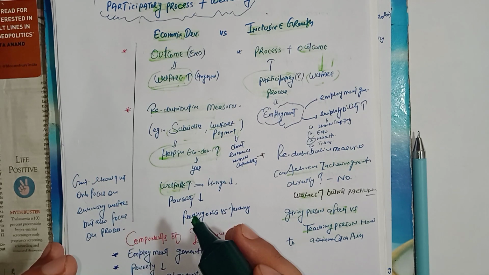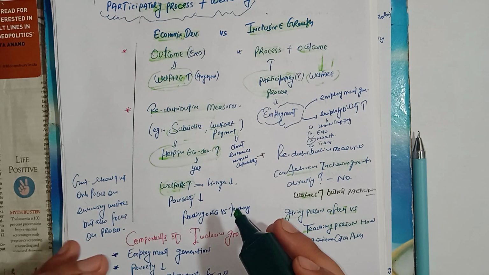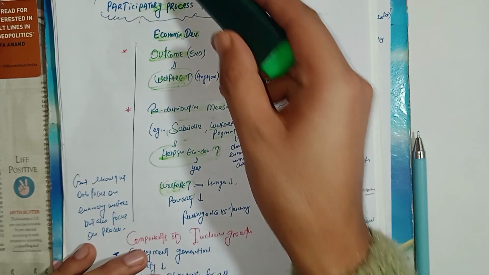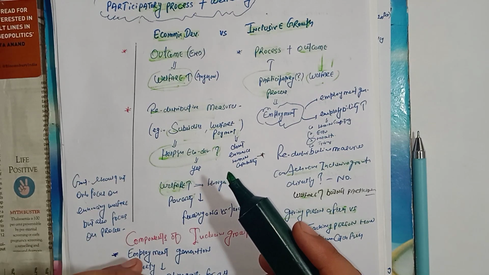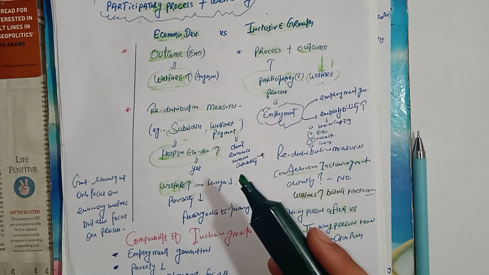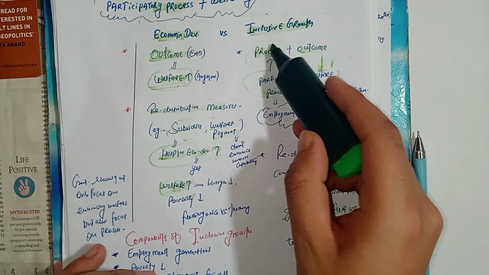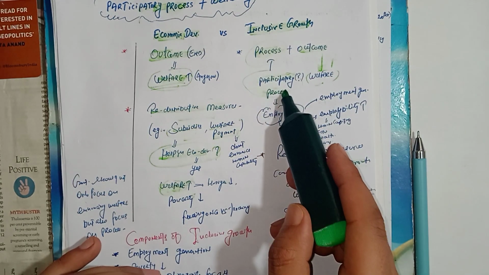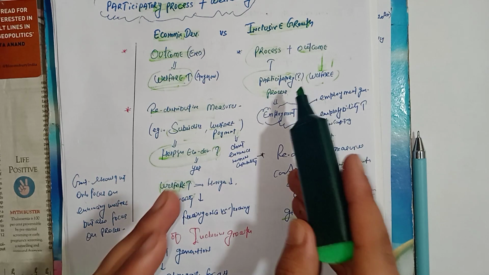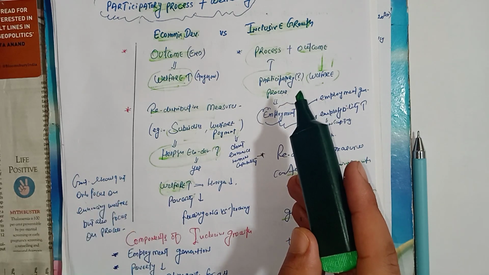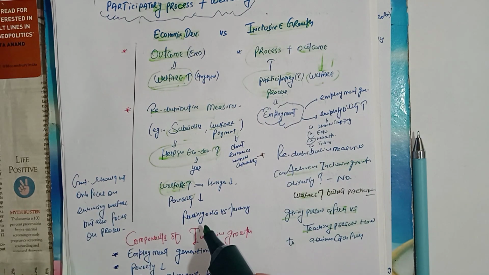On the process means they should focus on this inclusive growth. Inclusive, they should also focus on including all the people. And what is the process? Participatory process. All the people should participate, and they should be getting benefit from that process.